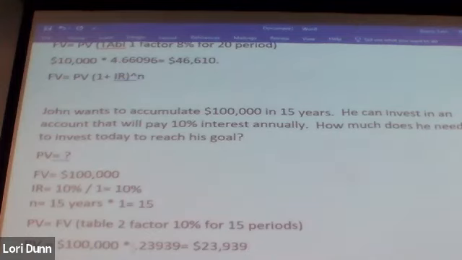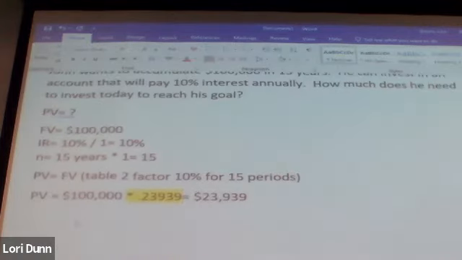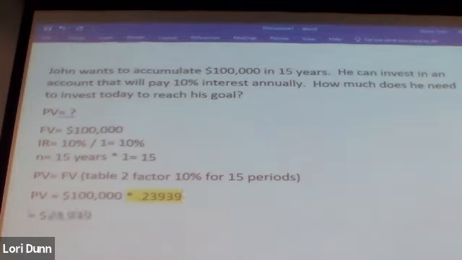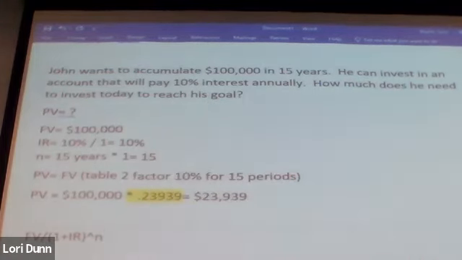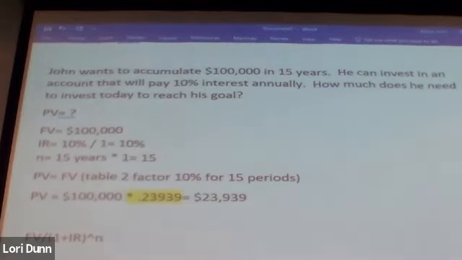How did they get this 0.23939? Well, let me show you. The formula is at the top of the table. It says take your future value and divide that by 1 plus your interest rate to the number of periods power. So we take the $1, which is the future value for this table, divided by that result. So 1 plus 10% would be 1.10 to the 15th power.